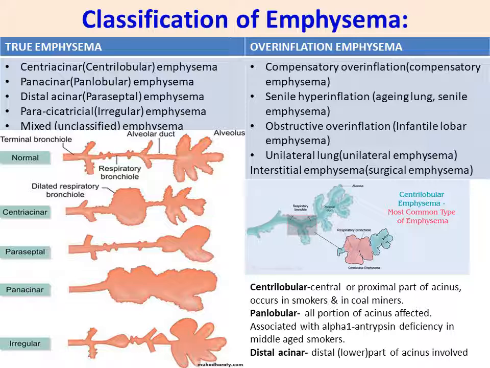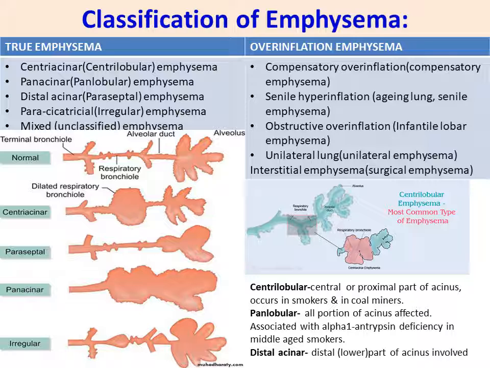Whereas second, panacinar emphysema, also called panlobular emphysema, affects all portions of the acinus. Distal acinar emphysema affects the distal or lower part of the acinus.